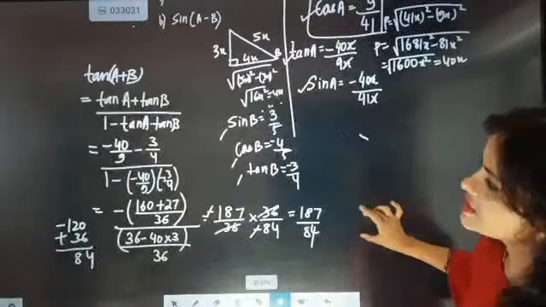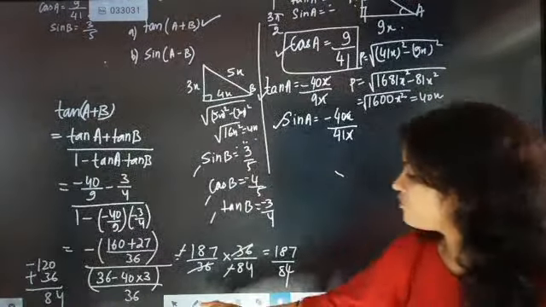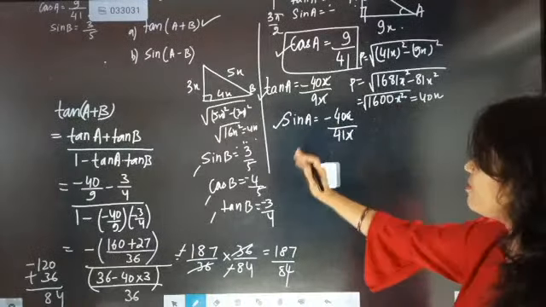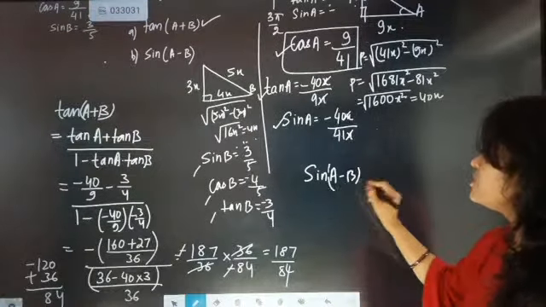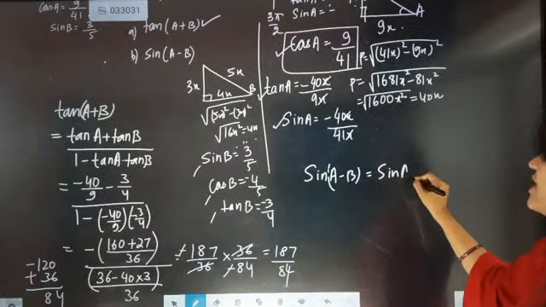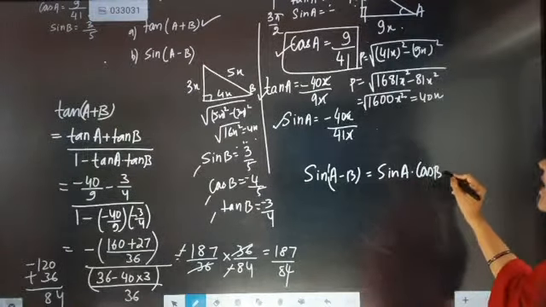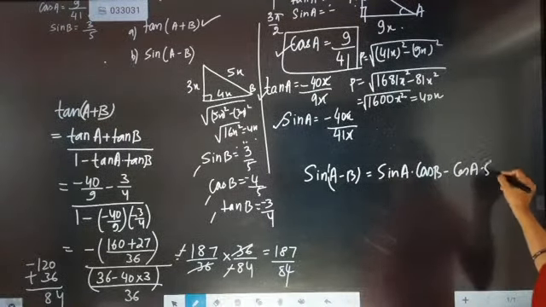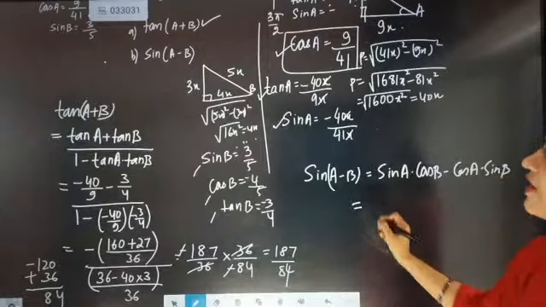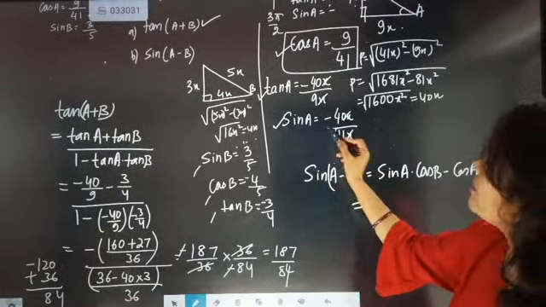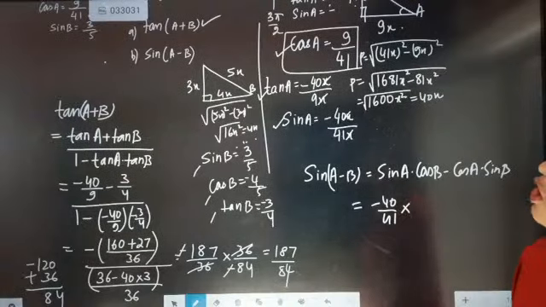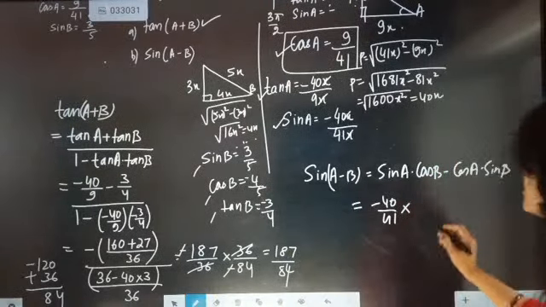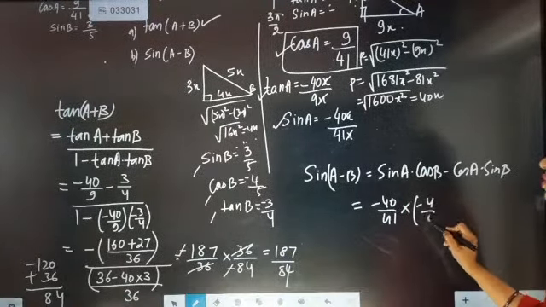Now the next part is sine of a minus b. So what is the formula for sine of a minus b? It will be sine a cos b minus cos a sine b. Now just start substituting the values. Sine a is negative, so minus 40 by 41 into cos b. Cos b is also negative, so it is minus 4 by 5.